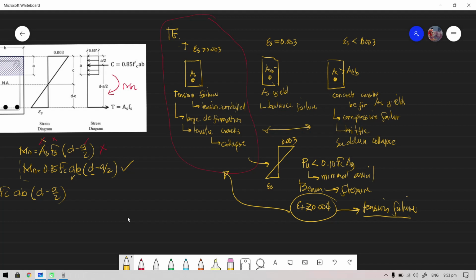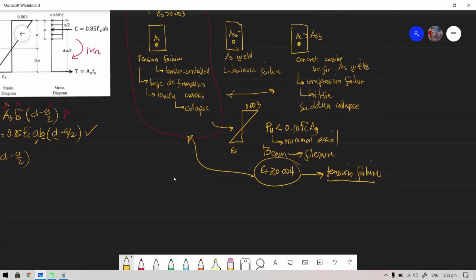Okay? Kaya lang, sabi ng code, para ma-maximize, meron pang code requirement. 'Di ba sa tension control section, ito yung EC na 0.003 and then ito, when ET is greater than 0.005, ito yung parang tension control section natin. Okay, tension control. Now, ang sabi lang naman ng code is, ito yung tension failure. Okay, pwede mo siyang i-design as when the strain is 0.004 or pwede rin na 0.005.